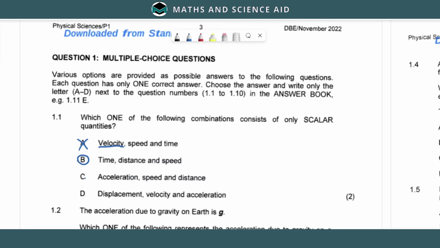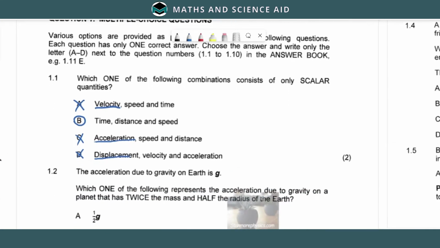And we can even check C here. C includes acceleration immediately. That's incorrect. This is displacement, velocity, and acceleration, and all of those are vector quantities. So the answer for 1.1 is B.